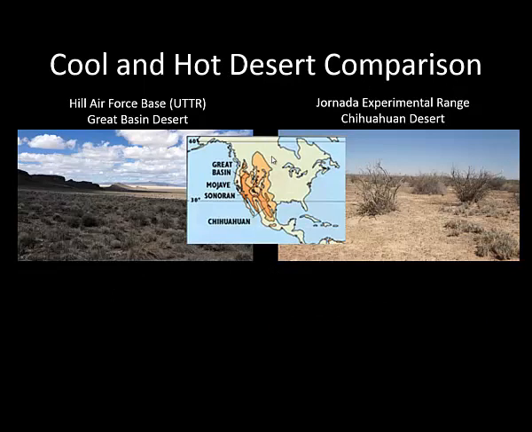We're working in a cold desert and a hot desert. So we're working up north, near Salt Lake City, in the Great Basin Desert. We're working on the Utah Test and Training Range at Hill Air Force Base. And then our hot desert comparison is the Chihuahuan Desert, down in Las Cruces, New Mexico. We are actually partnering with DOD here, but the site that we plan to work on is Fort Bliss, and they're a very active base. And so Jornada is right next door. It's the same ecosystem, and they're set up to do research. And so we're just going to share our findings from this experimental range.